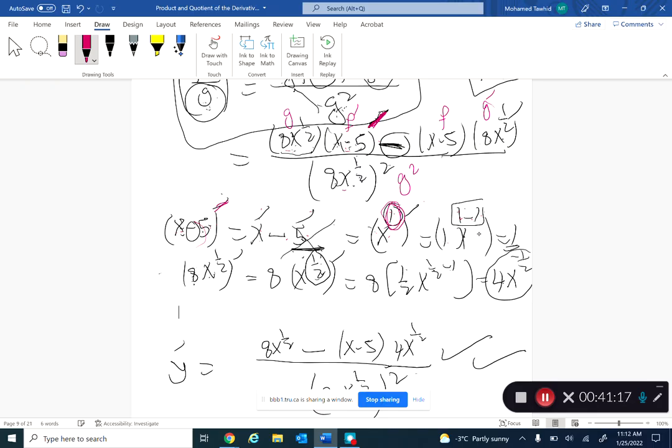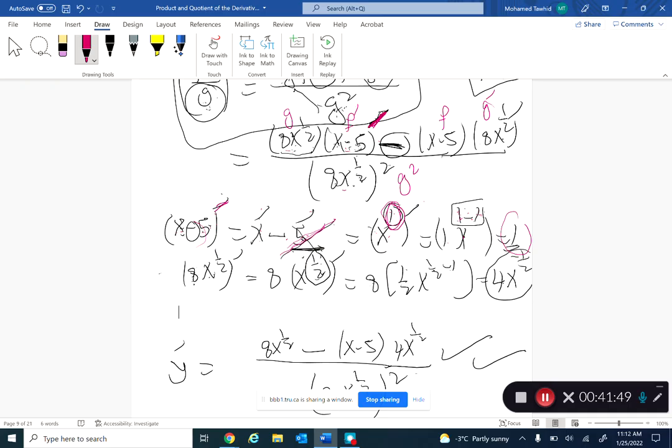What is 1 minus 1? 0. So you have x to the power 0. What is x to the power 0? It is 1. Anything to the power 0 should be 1. So what is the derivative of 5? The derivative of any constant should be 0. If you look at my previous class lectures that I recorded, I mentioned that the derivative of any constant should be 0. So the derivative of x minus 5 turned out to be just 1.